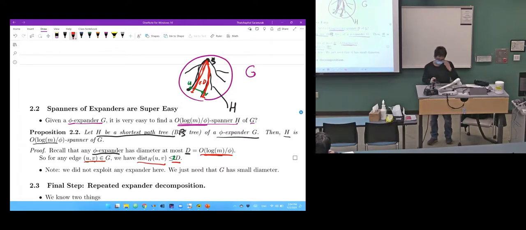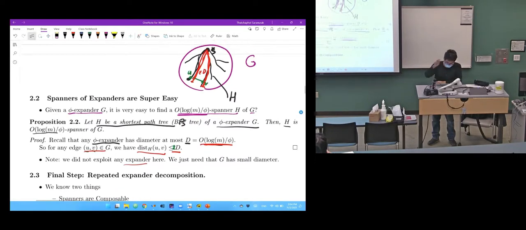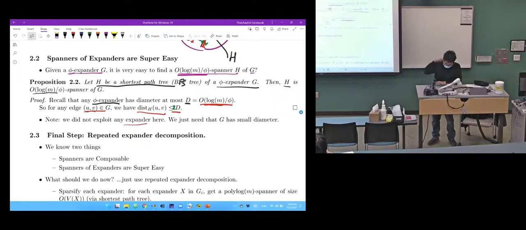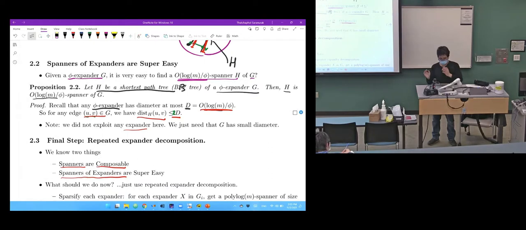Okay. So actually note that here we didn't really exploit that the graph is an expander. We just need that it has small diameter. Any graph that has small diameter is kind of a trivial expander in this way. Okay, so now things seem easy. You have two things: spanners are composable, but spanners on expanders are super easy. Now it's very intuitive what we should do.